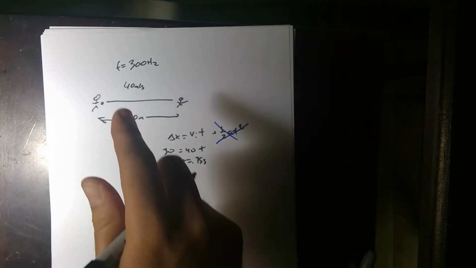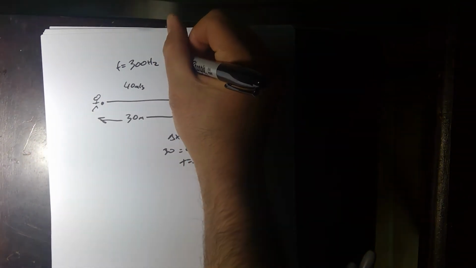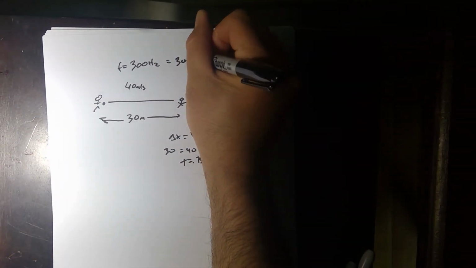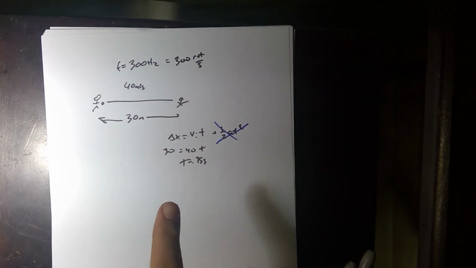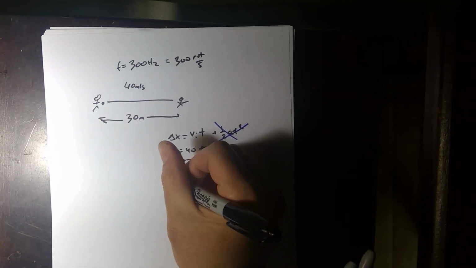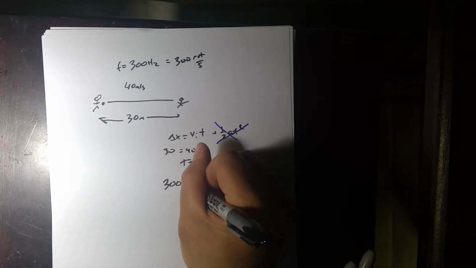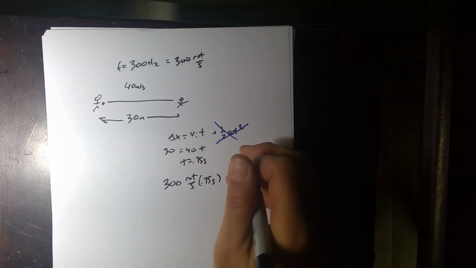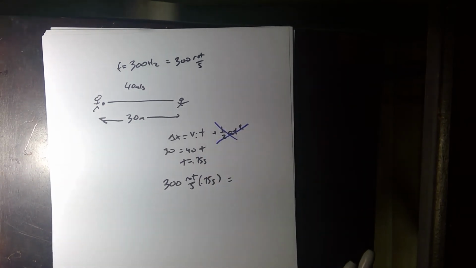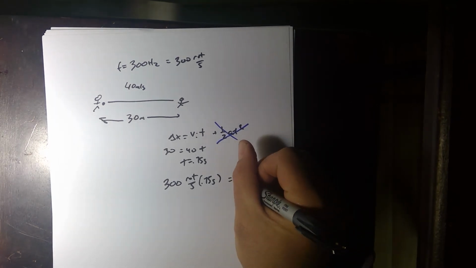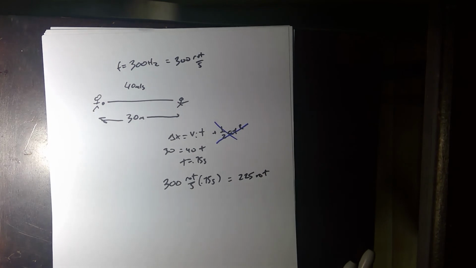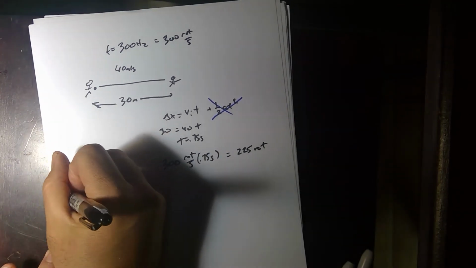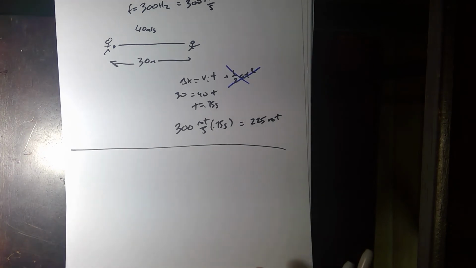Now that's important because we have 300 hertz. Remember, 300 hertz is basically 300 cycles or rotations per second. So we can get exactly how many rotations there are going to be here. If we take the 300 rotations per second and multiply it by the 0.75 seconds that elapse, seconds cancel out. 300 times 0.75 is 225 rotations, which is exactly what we were looking for. So pretty easy problem once you put it into perspective.